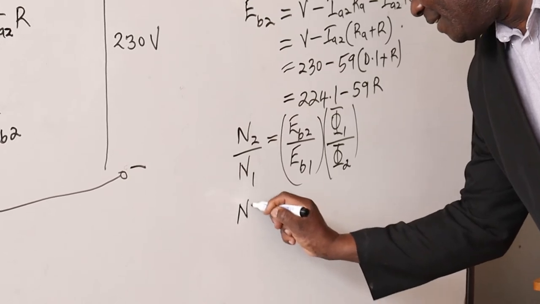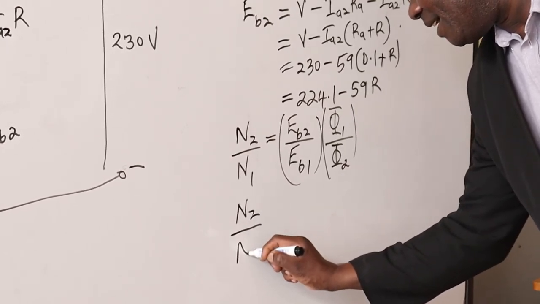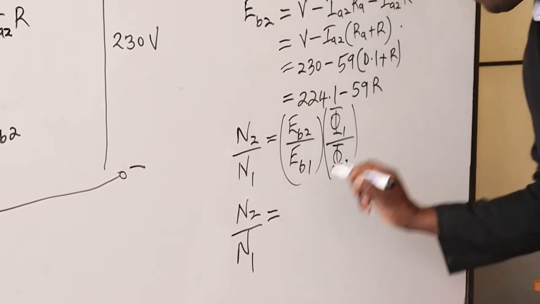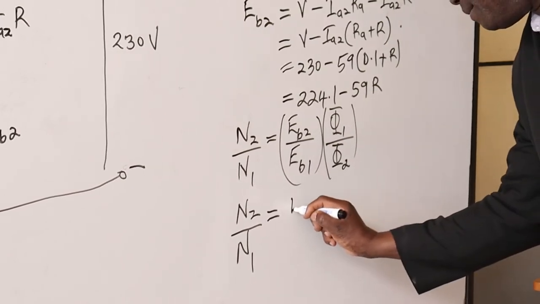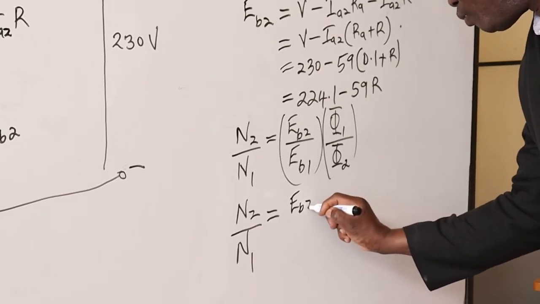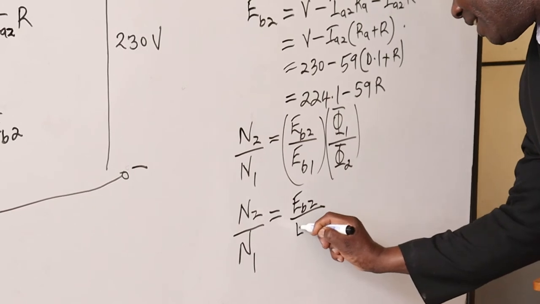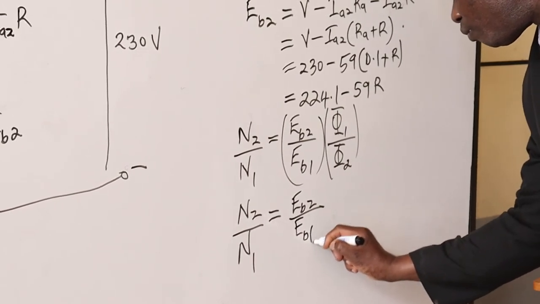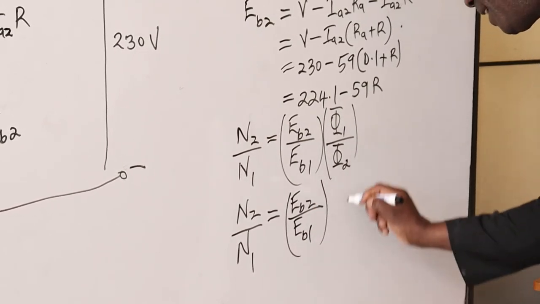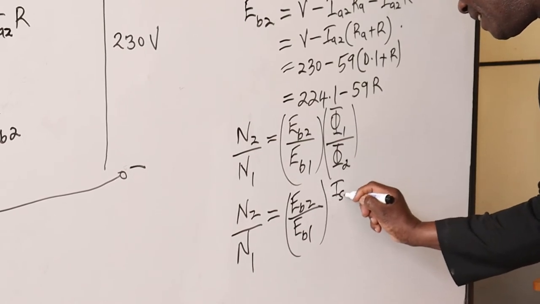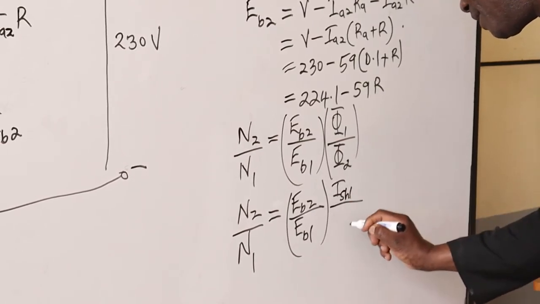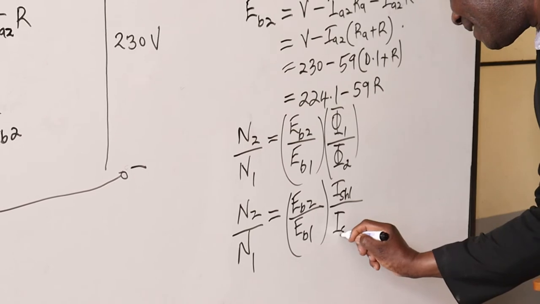Which is N2 all over N1 equals EB2 all over EB1. What brings Φ1 is I shunt 1. What brings Φ2 is I shunt 2.